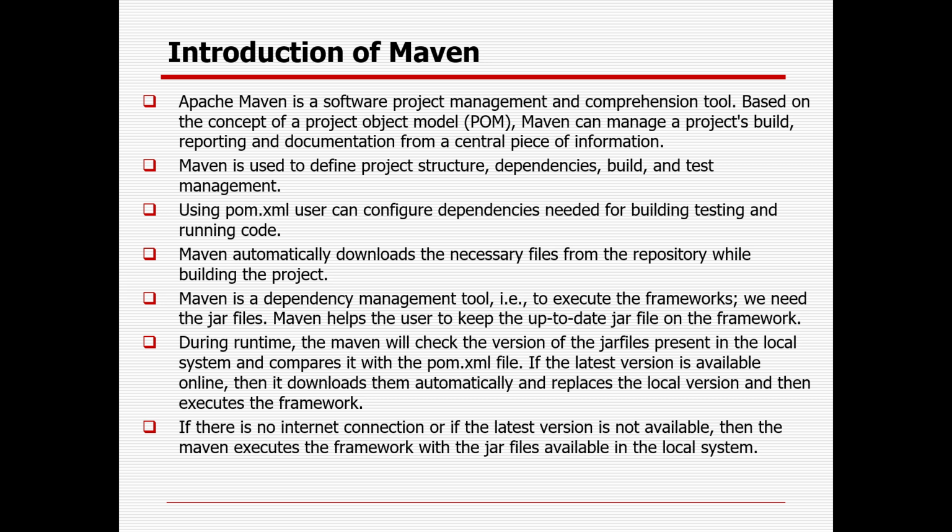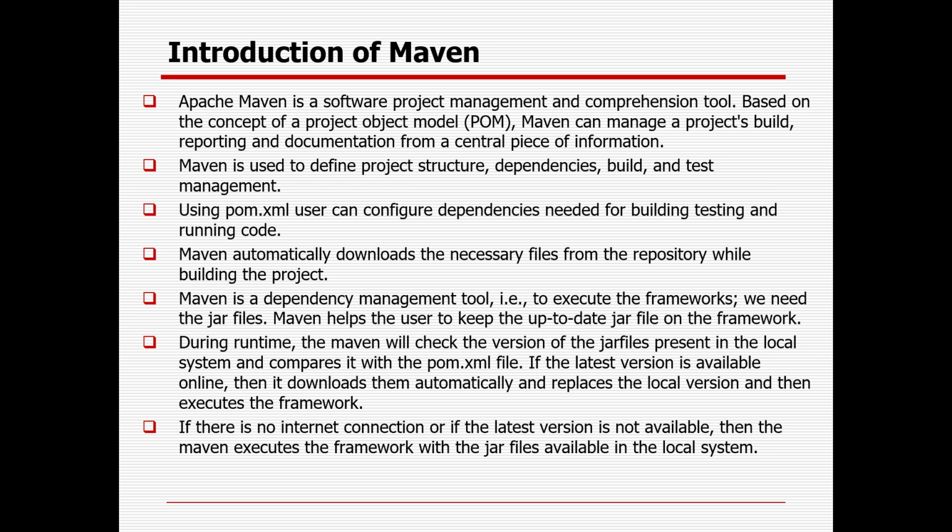Maven is used to define project structure, dependencies, build and test management. So whenever you create a Maven project, by default a pom.xml file will be created and you need to add all the dependencies there. As and when you add a dependency in the pom.xml file and save it, it will automatically add the libraries from the Maven central repository to your local repository. That is how all the dependencies will be added to your project, and after that you can get the relevant packages, classes and interfaces, and you can call the relevant methods.